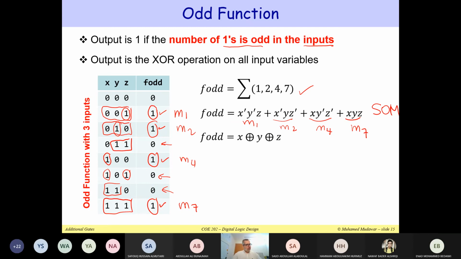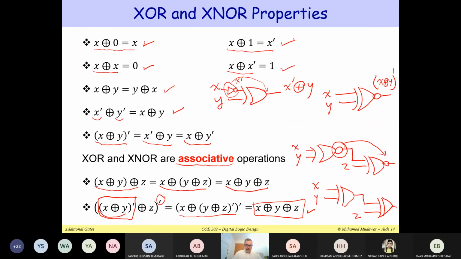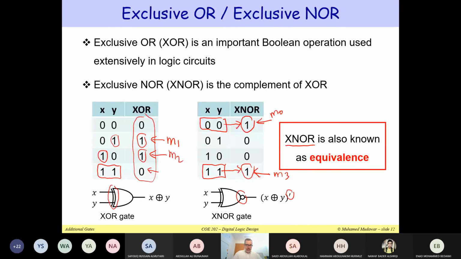But if you think about XOR gates, the XOR gate itself implements an odd function. So I can write it as X XOR Y XOR Z. Let me take you back here to the XOR gate. So notice when I take here X XOR Y, notice that here the number of ones is odd. You get the output equal to 1. And when it's even, we got 0.